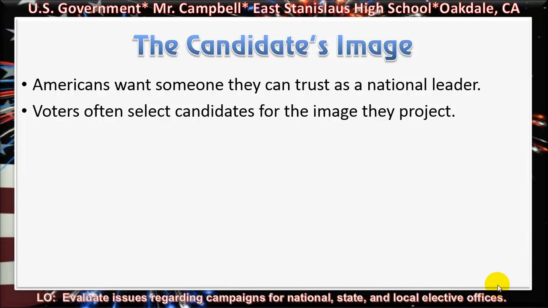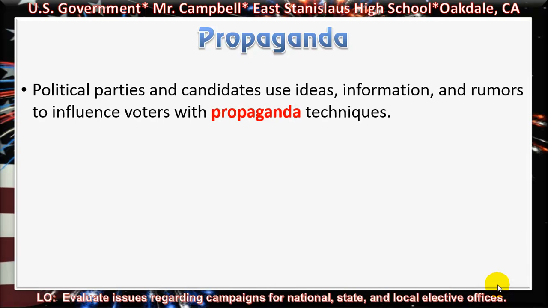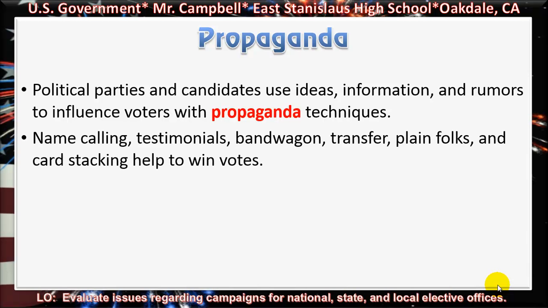Voters often select candidates for the image that they project. Propaganda. Political parties and candidates use ideas, information, and rumors to influence voters with propaganda techniques. Name-calling, testimonials, bandwagon, transfer, plain folks, and card stacking help to win votes.